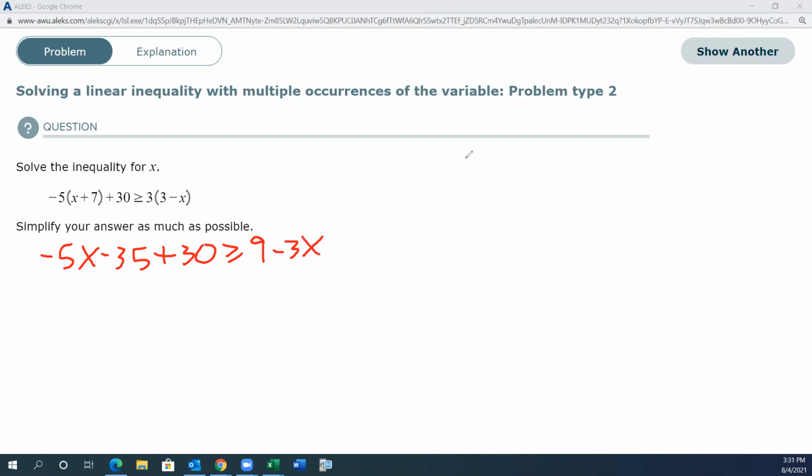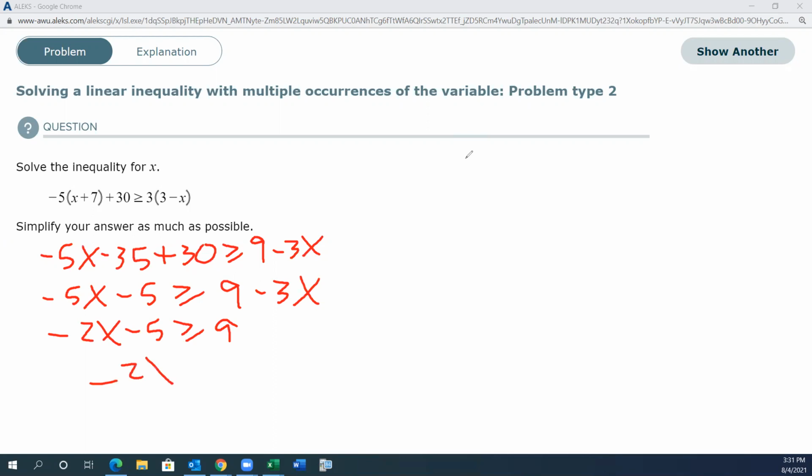Okay, we can combine like terms on the left side a little bit. Those two right there. And then let's add 3x to both sides. And then we'll add 5 to both sides. Then we'll divide by -2, which flips the inequality. And we got that. And then that's all that Alex is looking for.